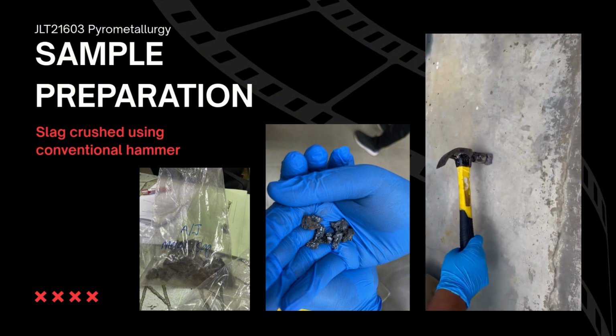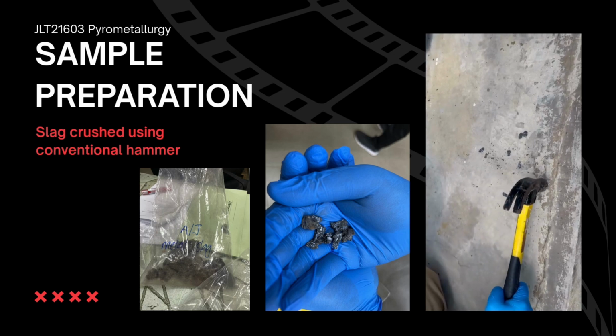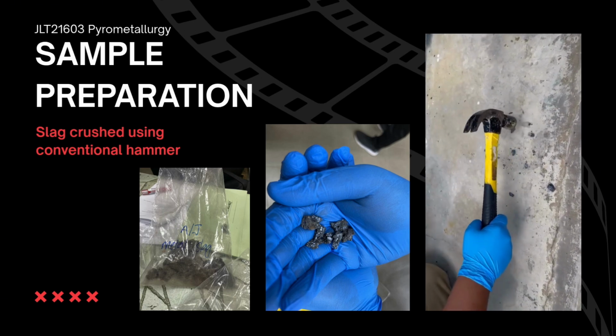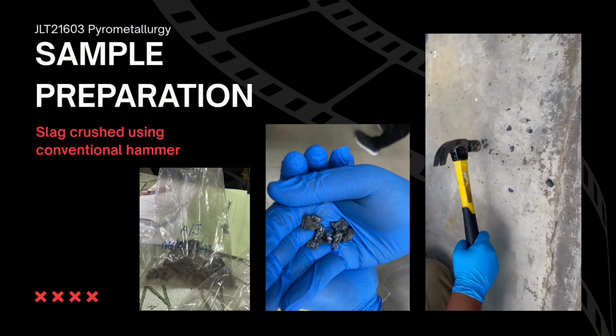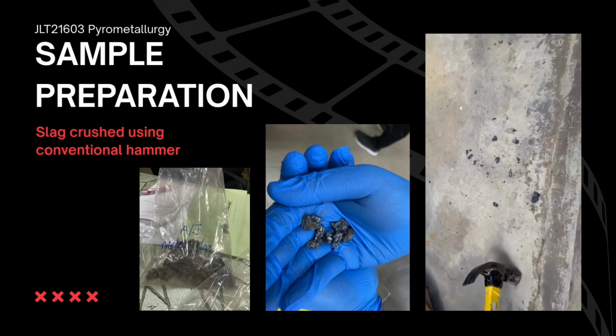The slag sample was manually crushed using a conventional hammer to produce smaller particles. This process allowed easy observation and analysis of the material. During crushing, the slag broke into angular and irregular fragments, indicating the material is highly brittle.